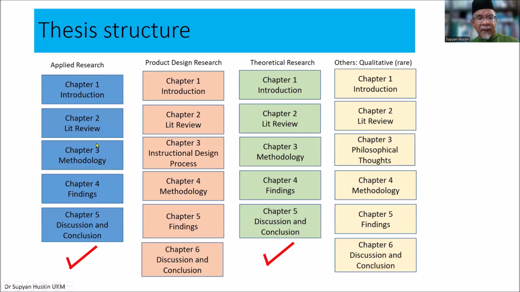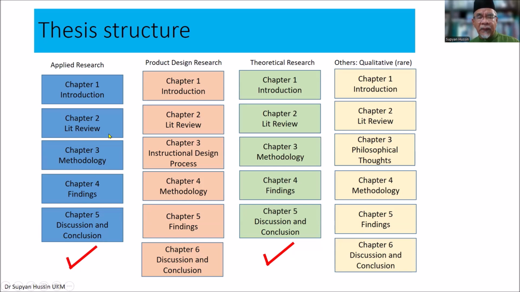When you write a thesis on applied research, you probably need only 5 chapters, okay? Chapter 1, introduction. Chapter 2, literature review. Chapter 3, methodology. Chapter 4, findings. And Chapter 5, discussion and conclusion. So that would be good enough.